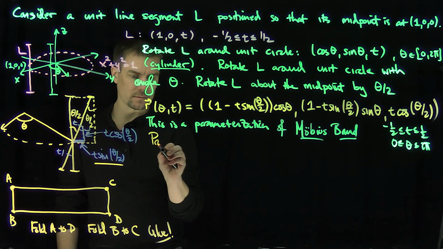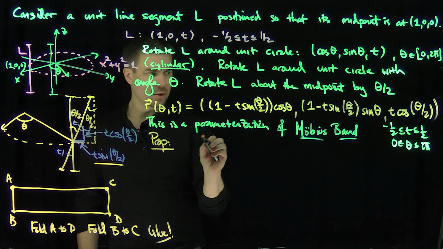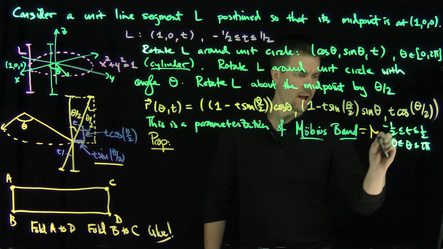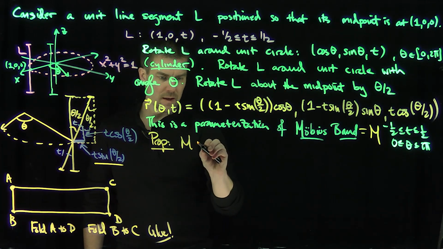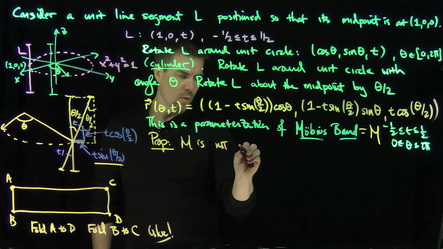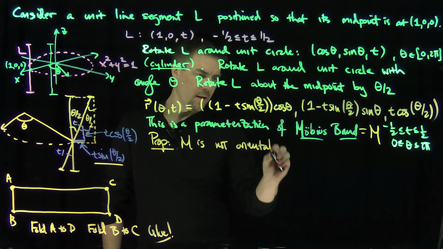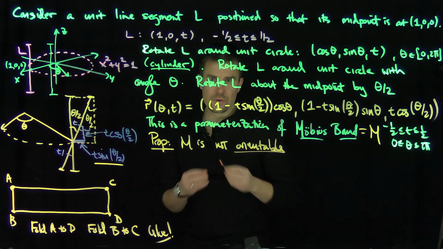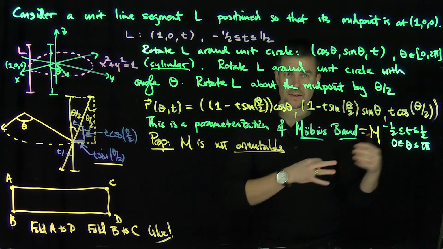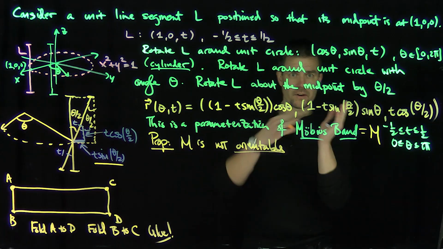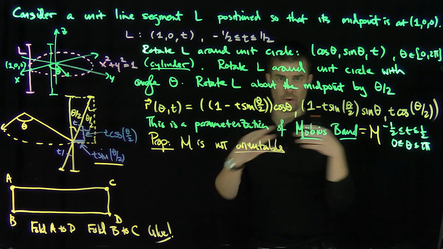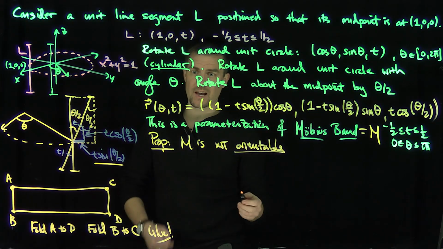So proposition: the Mobius strip, let's call this strip over here M. So M is not orientable. And that means there's no way to choose the normal vector in a way that's consistent with the parameterization. In other words, the normal vector might change signs as you go from one direction to another. And we can exactly see what's going to happen over here.